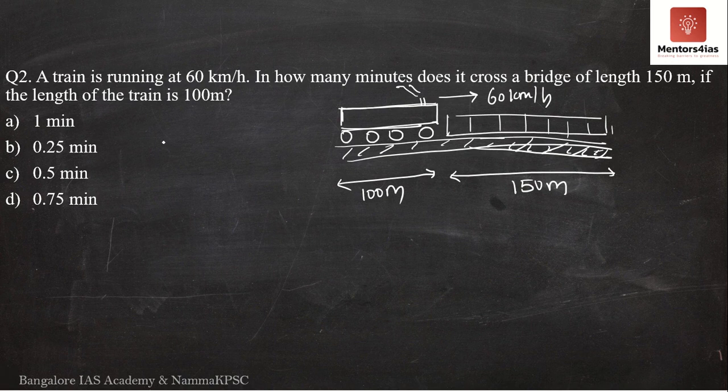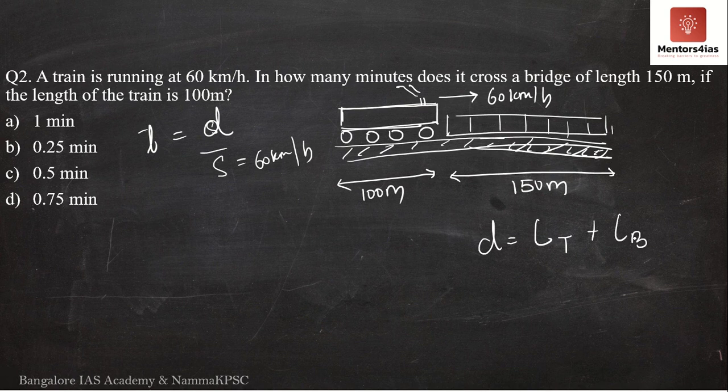Once again, this can be solved by making use of the same relationship: time is equal to distance by speed. We have to find out time. Speed is already given as 60 kilometers per hour. But what is the distance now? Here distance will be the length of the train plus the length of the bridge. Why? Because the question is asking for how much time it takes for the entire train to cross the bridge.